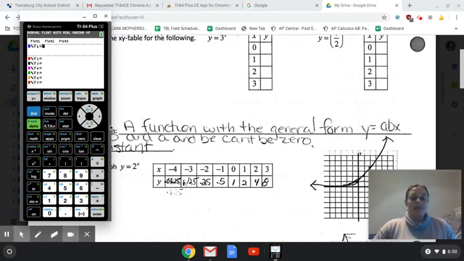From there, we're going to graph this first one, this 2 to the x power. So you're going to hit a 2. You're going to hit the exponent button. And then you're going to hit the x button. So that's getting you 2 to the x power.